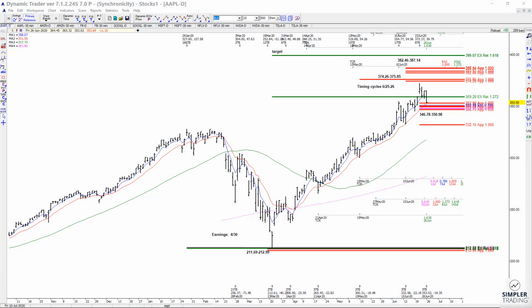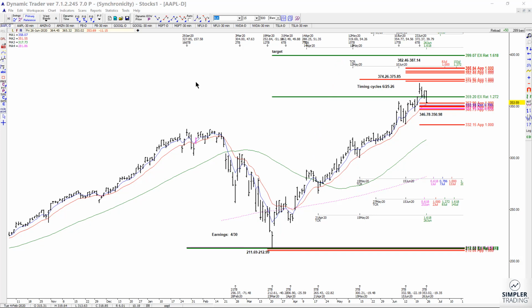In today's video, we're going to take a look at Apple. And one thing that you want to know is that recently we finally met the initial upside target off of the March 23rd low. That came in at the 359 area. We met it and we actually surpassed it. Now, if the market does resume the rally, then a bigger picture target beyond that comes in at 399.07.